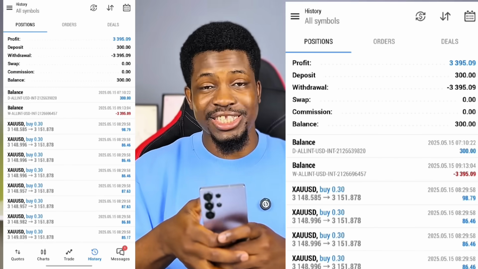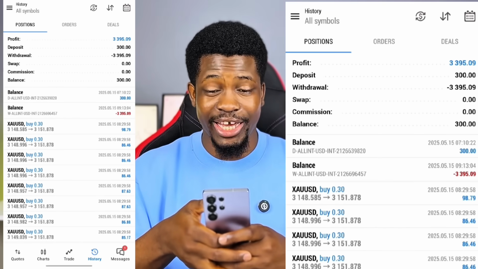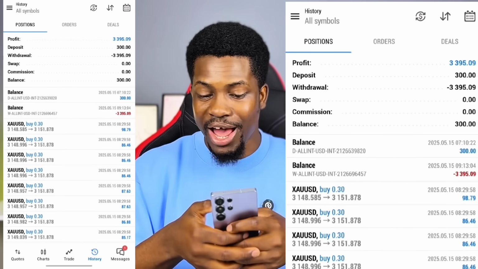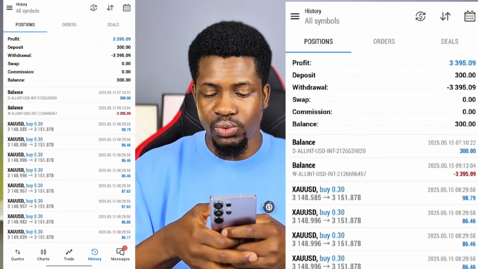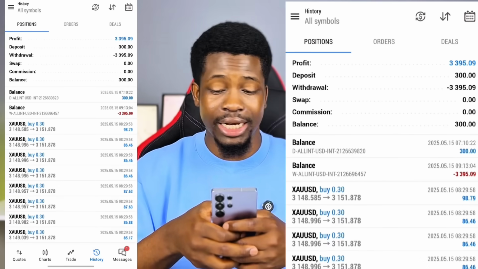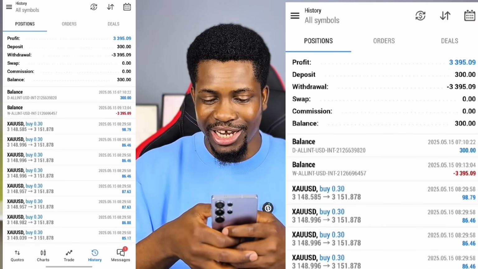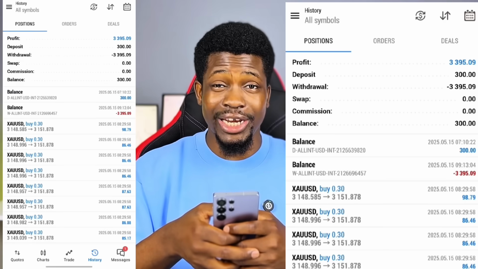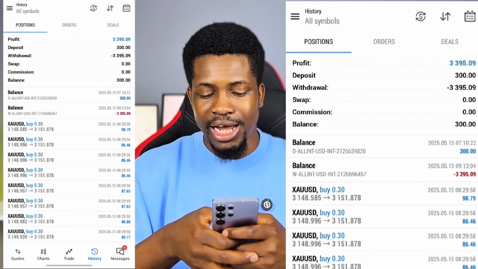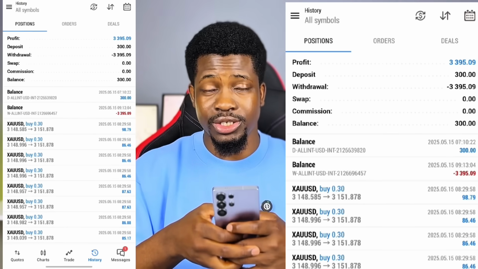Hey guys, so you can literally see that we are having a profit of about 3.3k, which is actually very small, and then we're having a deposit of about $300, right? And then we were able to cash out literally everything. We like doing that all the time. So we cashed out $3,395, just everything, and we are back to a balance of $300 smoothly like that.